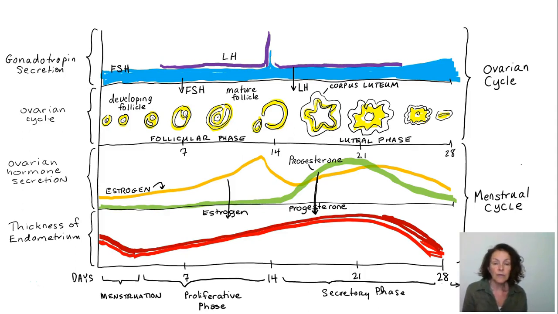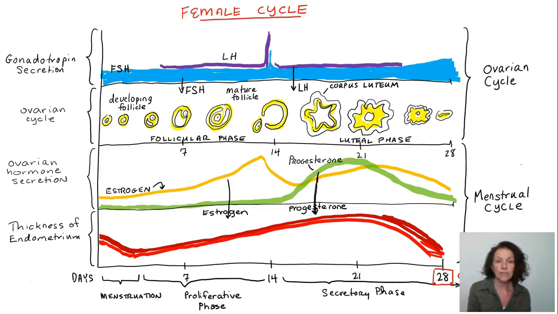Okay, so this is a graph of the female menstrual cycle, and it goes for 28 days. And just write female menstrual cycle here, and realize that this is sort of 4 graphs in one. The top graph is gonadotropin secretion, which refers to the secretion of hormones from the anterior pituitary in the brain. And then the next one down is called the ovarian cycle, which we just went through, which is the sequence of events that are going to occur in the ovary during the 28 days.